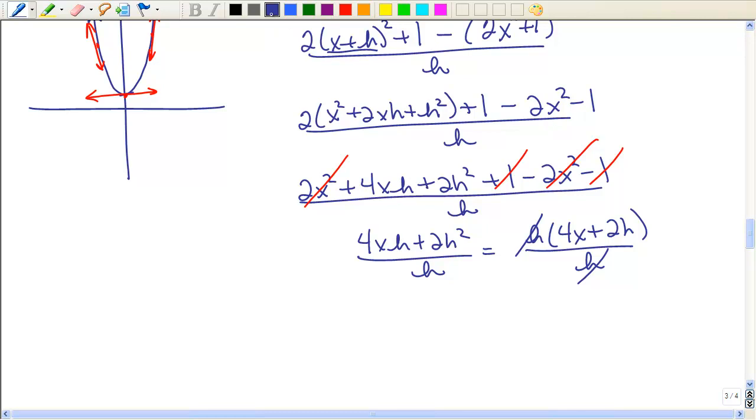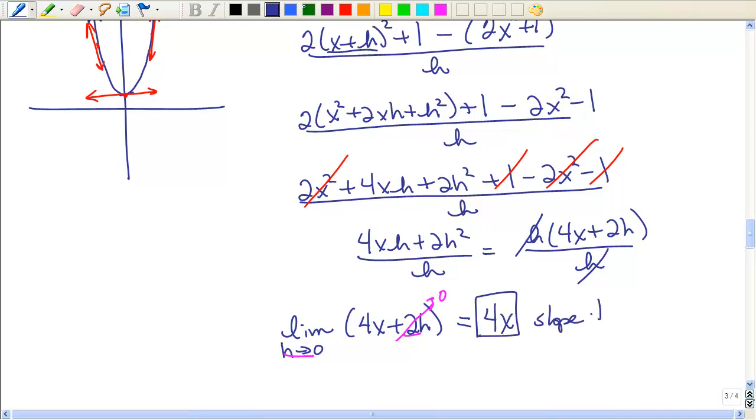To find the slope of the tangent line, we want the limit as h approaches 0 of the previous result. So remember, from limits, we just substitute that value in for the variable. So in this case it would be h, so that would be 0. So I'd have 4x. So this is the slope of a tangent line.